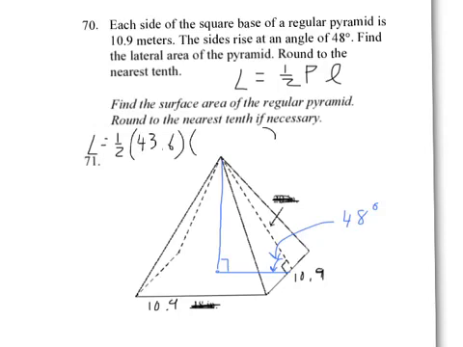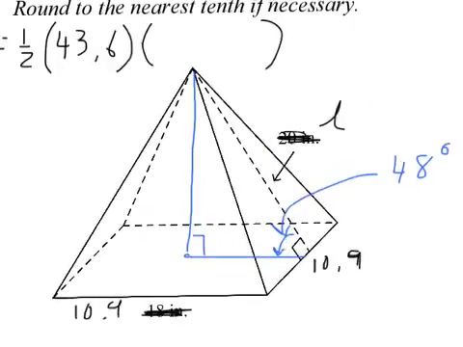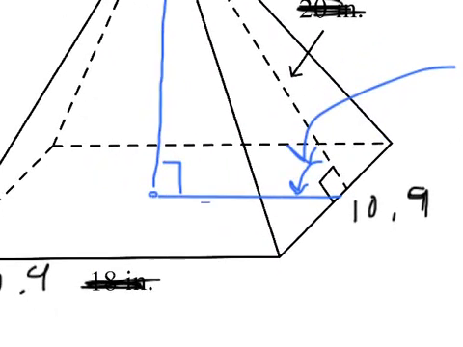So that's 43.6. And now we just need the slant height. Well, the slant height's a little bit trickier. That's this number. And what we have here is half of 10.9, right? Because if this goes right to the center, and this whole distance is 10.9, then this is half of 10.9. So 10.9 divided by 2 is 5.45. So let me just write that in here.